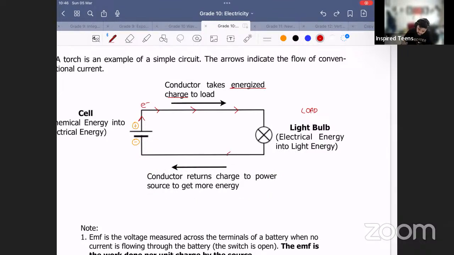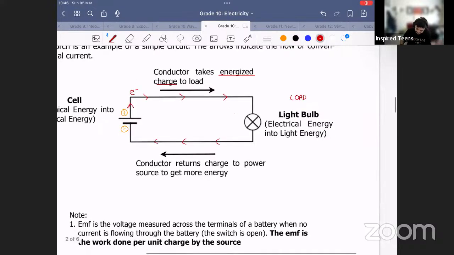So basically the unenergized charge goes back to the battery for more power and then continuously takes it to the light bulb, and the process continues and continues until the battery is flat. I hope that makes sense.